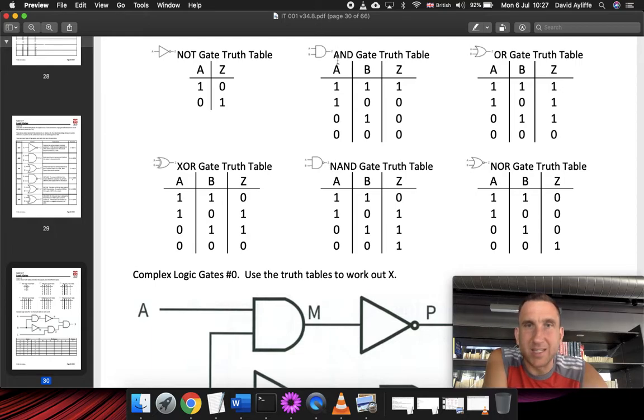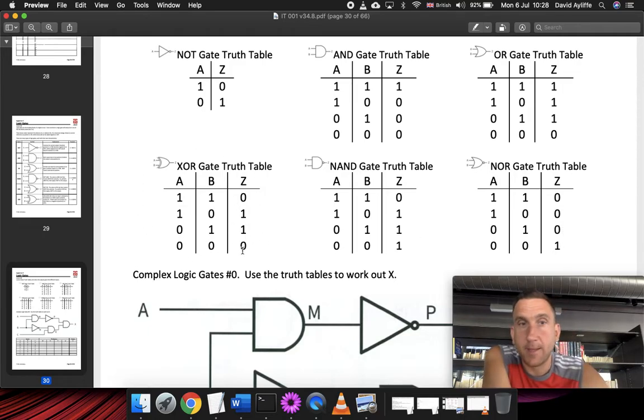NAND is the opposite of AND. So the same inputs, 1 1, 1 0, 0 1, 0 0, but here the output is the opposite. So instead of 1 0 0 0, it's 0 1 1 1. NOR is the opposite of OR. So again, the same inputs, but the output is the inverse, the opposite: 1 1 1 0 becomes 0 0 0 1.